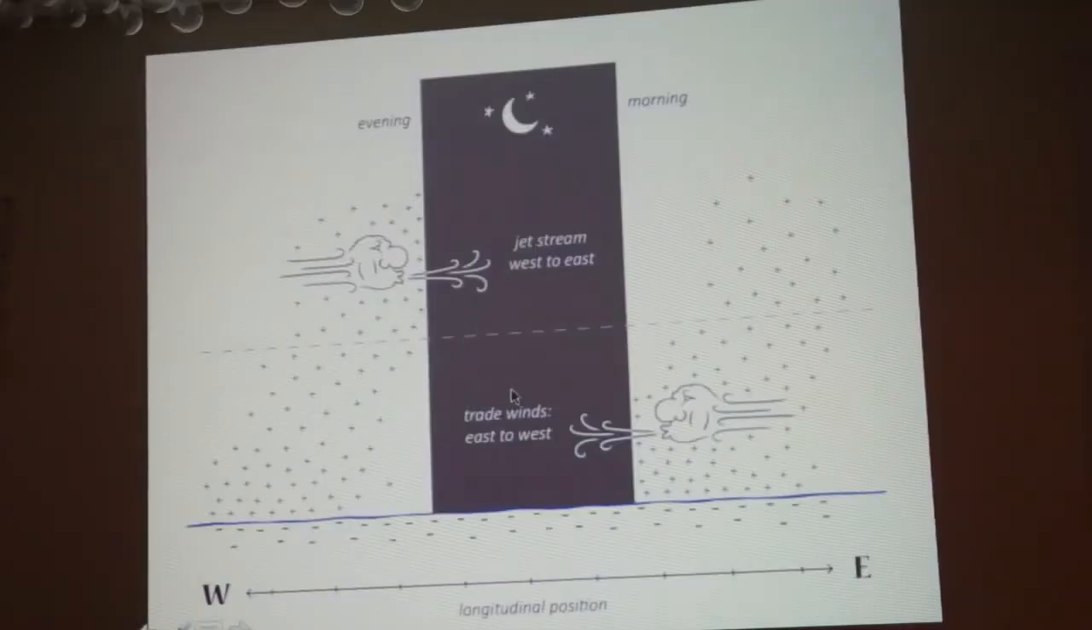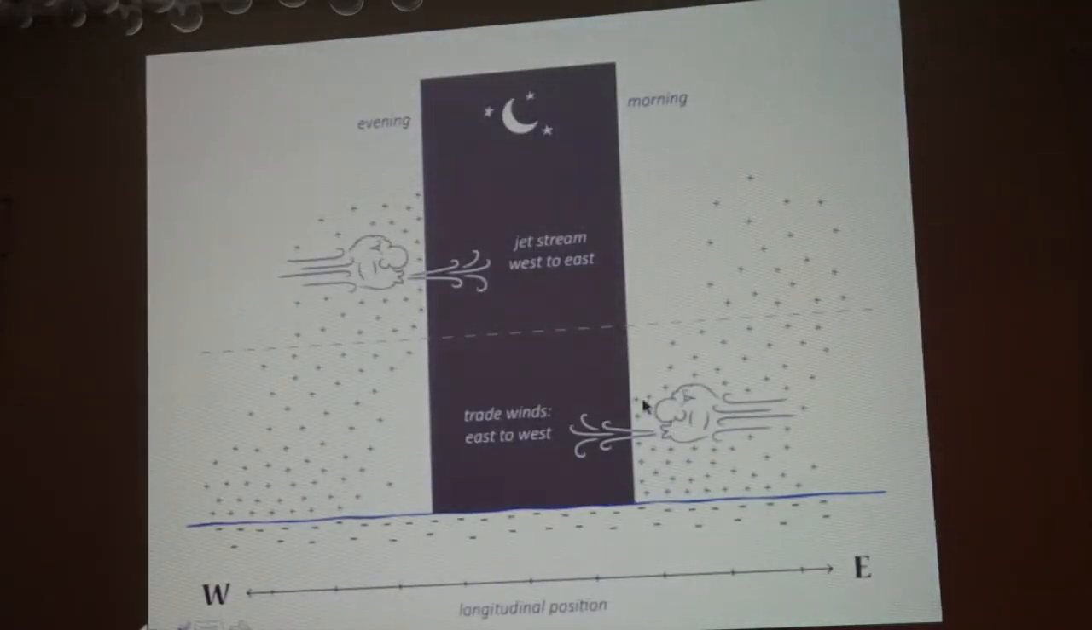Now, so let's look. I'm sorry, this diagram is a bit hard to understand, but this is different positions along the Earth. So let's say in this position here it's dark.